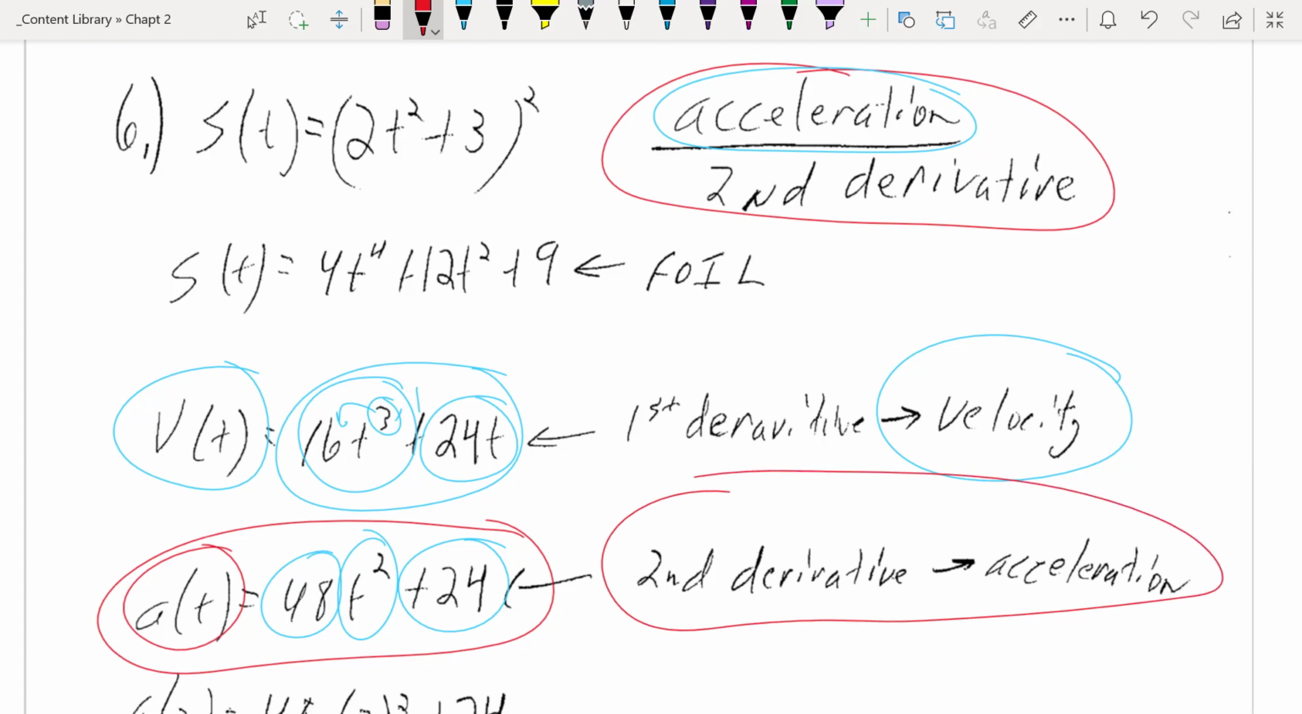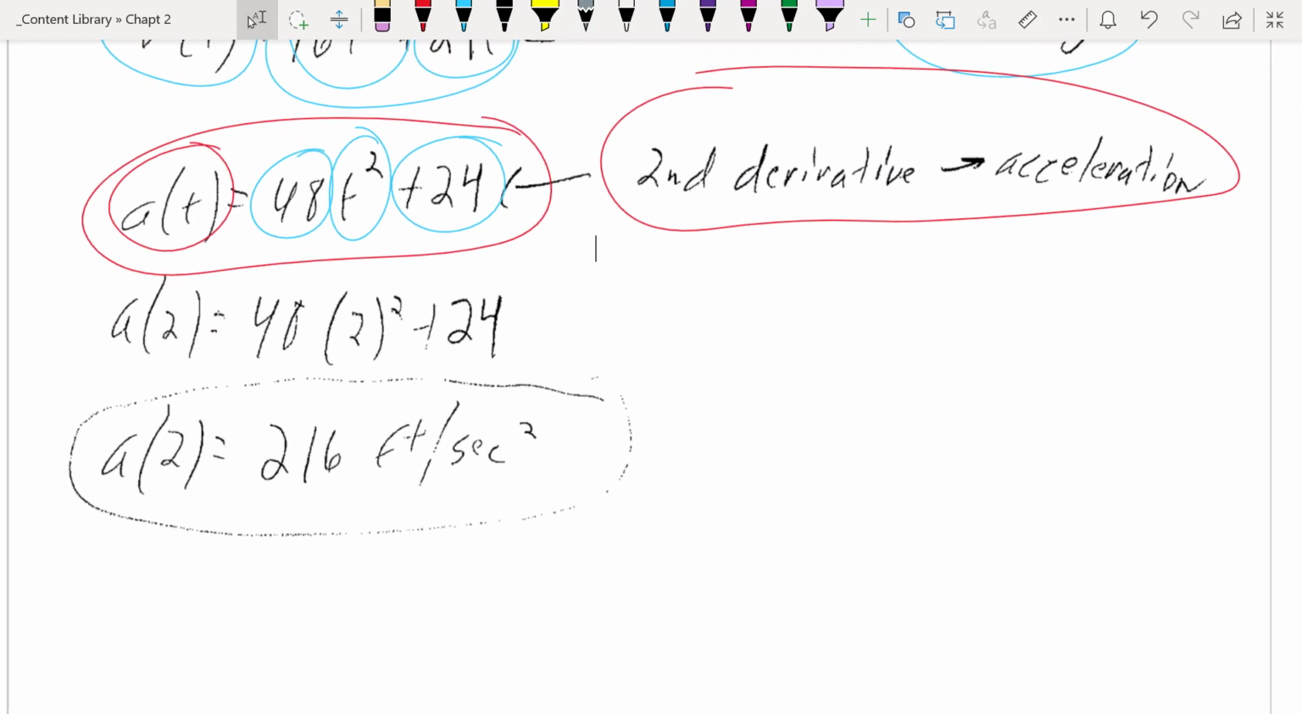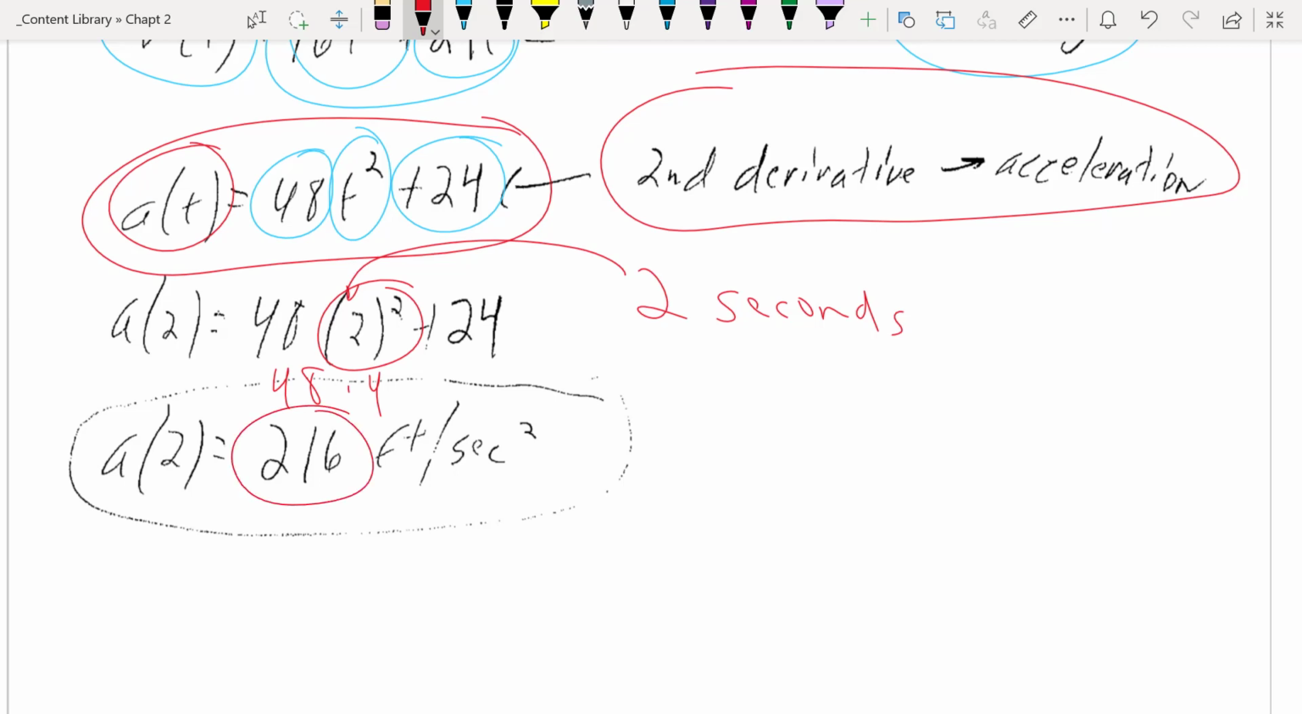Now that I've done that, I'm ready to answer the question. It says, find the acceleration of this particle at 2 seconds. So all I have to do is substitute 2 into my equation. I take 2 and square it, so that's 4. Then I take 48 times 4, and 48 times 4 is 192. Notice how it's written: the acceleration at 2 seconds is 216 feet per second squared.